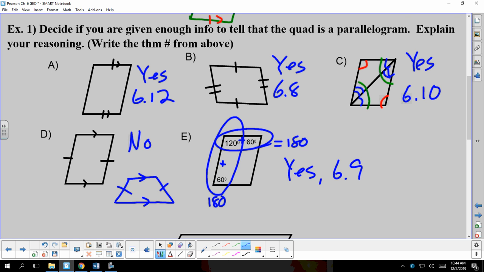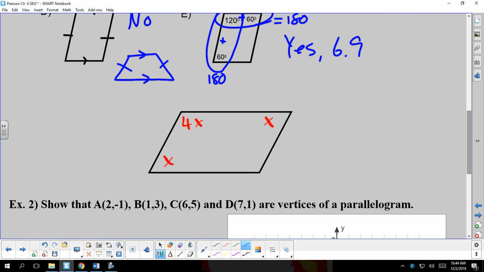6.9. This is the type of problems you're going to have to solve for on this particular learning target on the test. What value of x would make this a parallelogram?